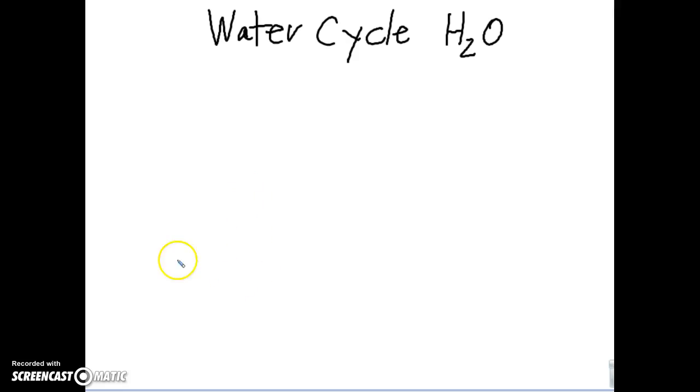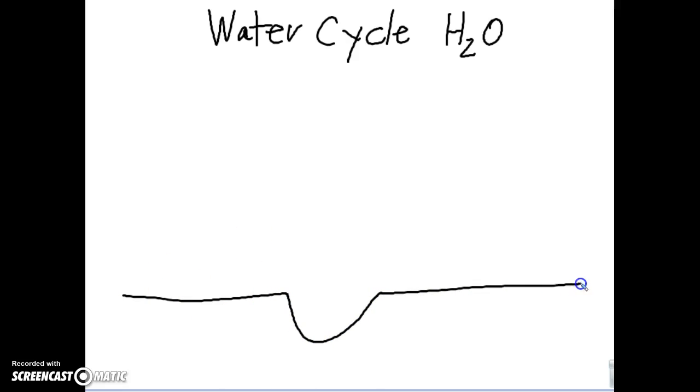And the water cycle is essentially the process of taking water from the surface of the earth up to the atmosphere and back to the earth. Okay, so there's 2 ways that we get the water into vapor.